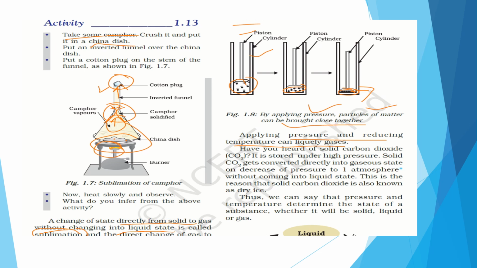So we know that under high pressure we are using LPG or liquid petroleum gas for our cooking purpose. Okay. Now, have you heard of solid carbon dioxide? Yes, we have heard of this because if it is stored under high pressure, solid carbon dioxide gets directly into gaseous state on decrease of the pressure to the atmosphere without coming into liquid state.